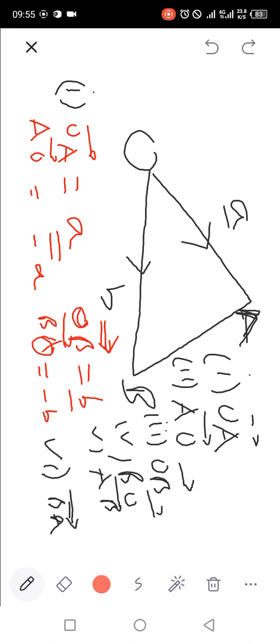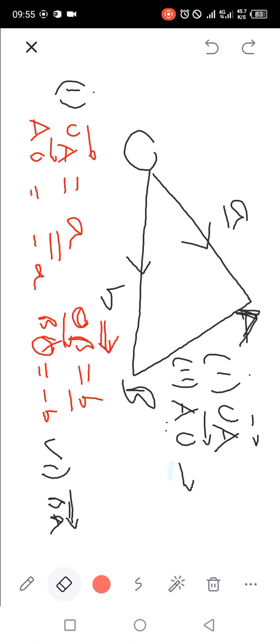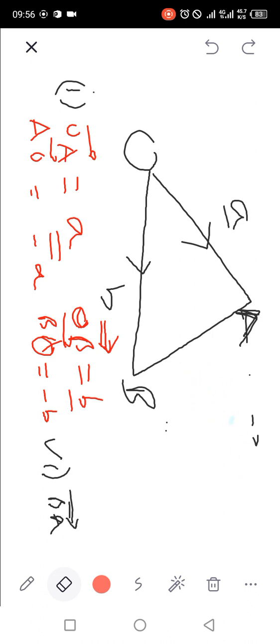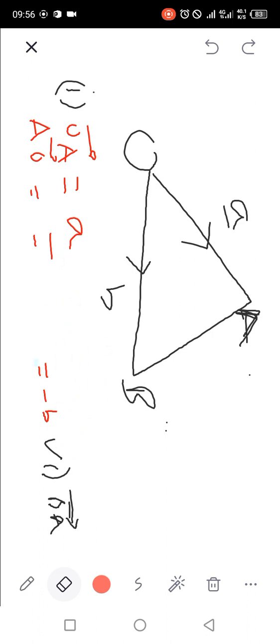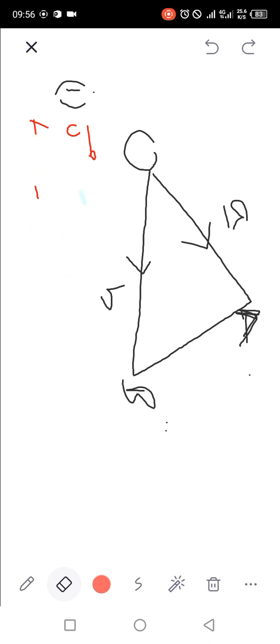Negative B. So now I really want you to pay attention to this one, which is saying AB. You have to first write the direction.